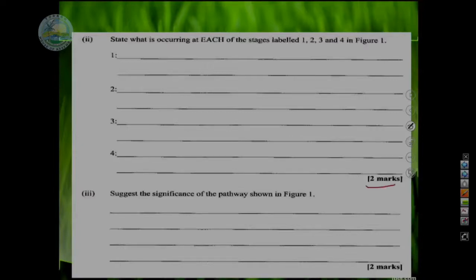So it's worth half a mark. You state what is occurring at each of the stages labeled 1, 2, 3, and 4 in figure 1. So you have to state what is occurring. Simply what is occurring, not why it's occurring.